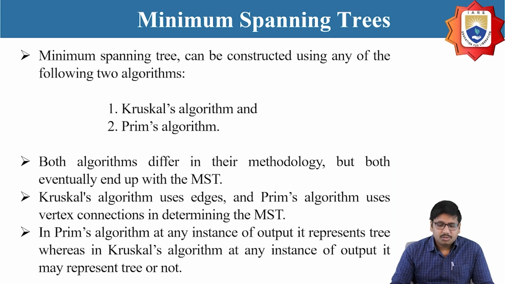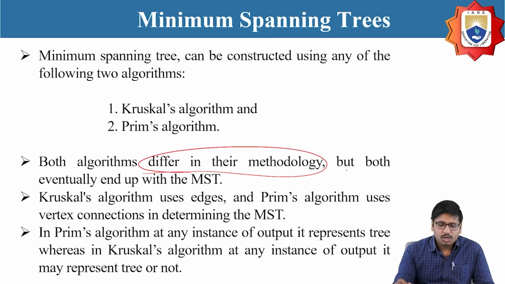Both algorithms have different methodologies, but eventually end up with the spanning tree only. Kruskal's algorithm uses the edges, whereas Prim's algorithm uses the vertex connection in determining the spanning tree. And in Prim's algorithm, at any instance the output represents a tree, whereas in Kruskal's algorithm, at any instant it may or may not represent a tree.